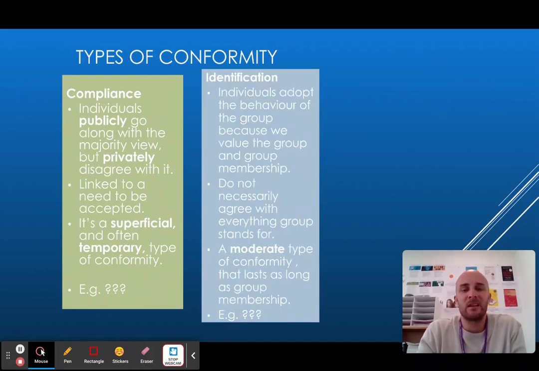The next one is identification, and this is a deeper level of conformity. So individuals adopt the behavior of the group because we value the group and group membership, right? So you do not necessarily agree with everything the group stands for. And Kelman says it's a moderate type of conformity, but you'll only do the behavior for as long as you are in the group.